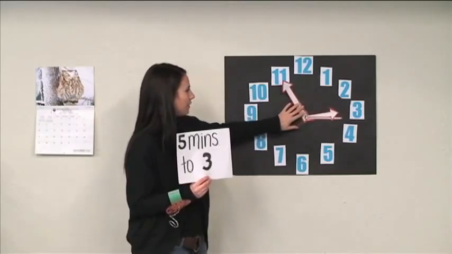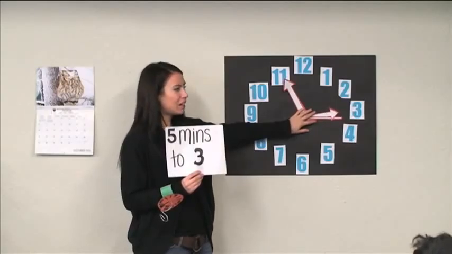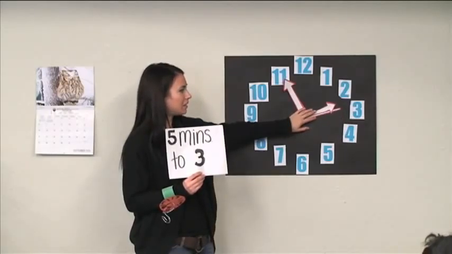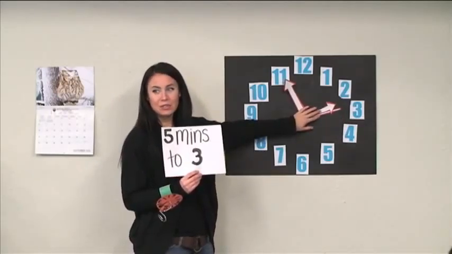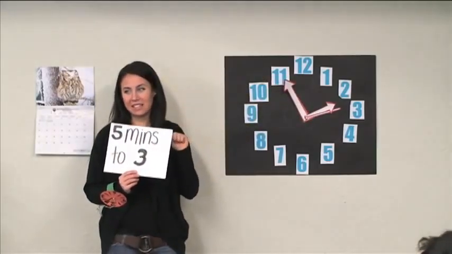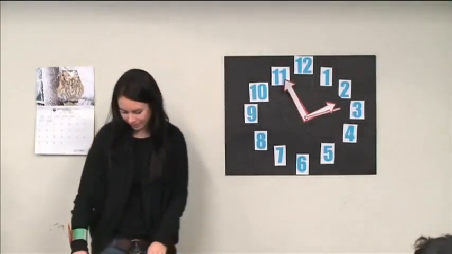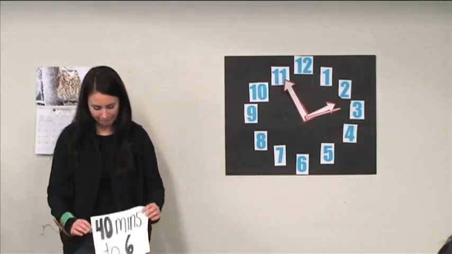Right. So this is almost right, but what we have to remember is that it's not quite 3, so it's still on the 2. So it's 2:55. 5 minutes until the next hour, which is 3. Good job. So a couple more.